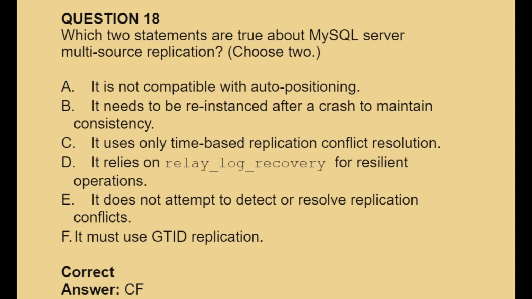relay_log_recovery for resilient operations. Option E. It does not attempt to detect or resolve replication conflicts. Option F. It must use GTID replication. Correct answer is option C and option F.